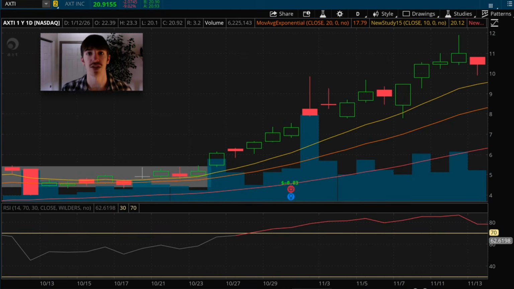So the moving average contracting itself is not necessarily going to mean that we should be buying blindly into the stock. It's just used as a filter to find these stocks that are consolidating after a strong move before they continue that momentum.